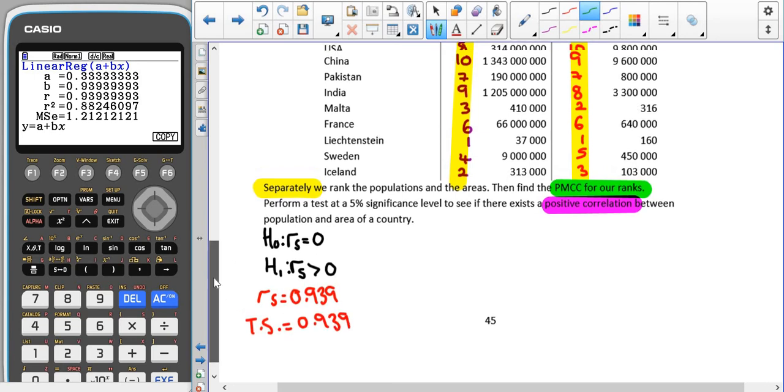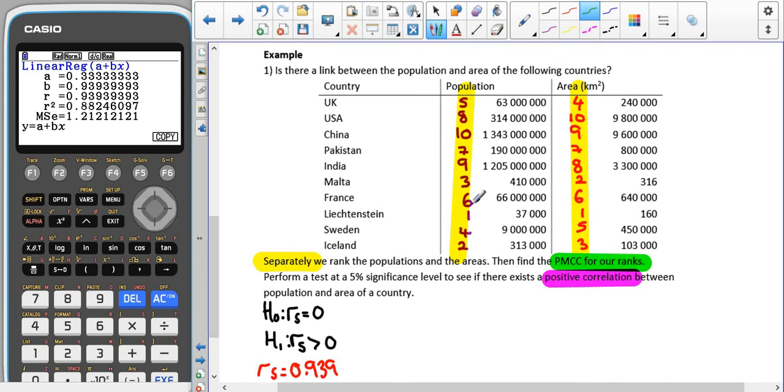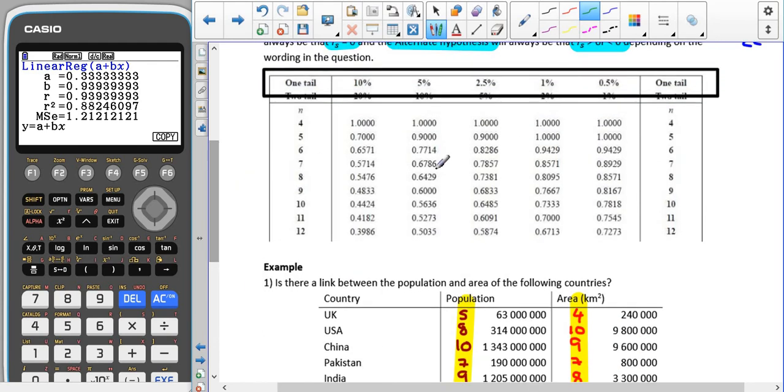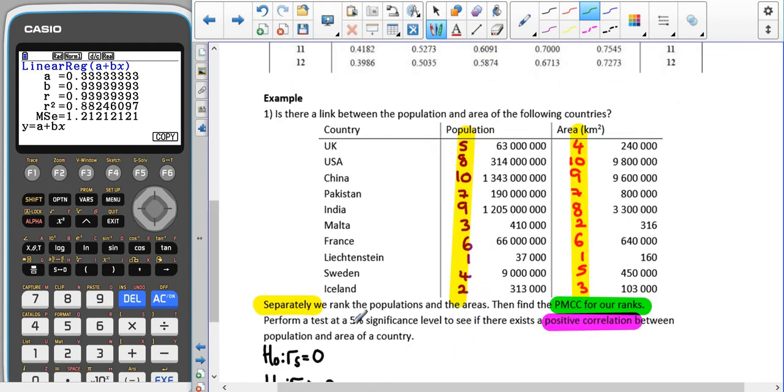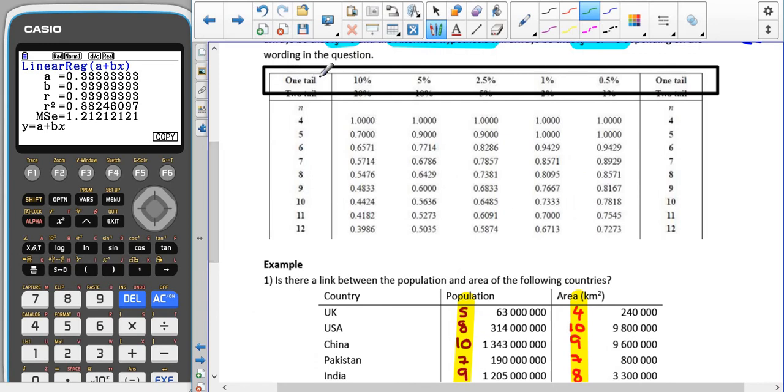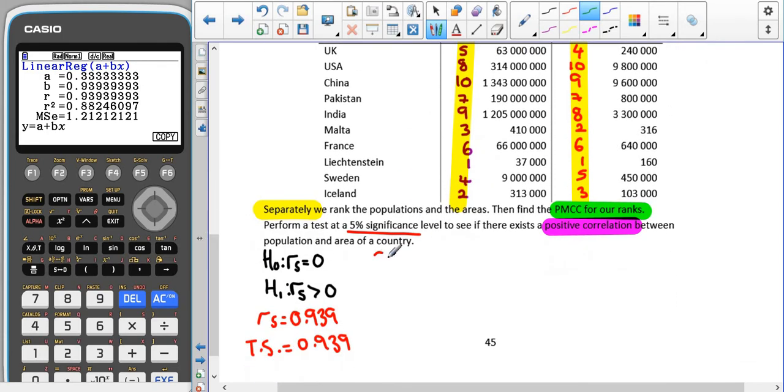Then we can use the critical value table. There are 10 different countries that we're looking at. It is a 5% significance level, and it's one-tailed because we're looking at positive. So one-tailed, 5%, 10 pieces of data gives us 0.5636. So our critical value is 0.5636. And we're making the same comparison as we did with PMCC.